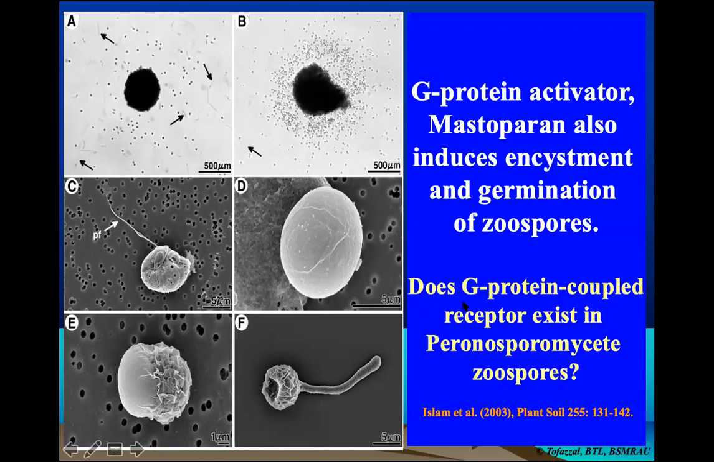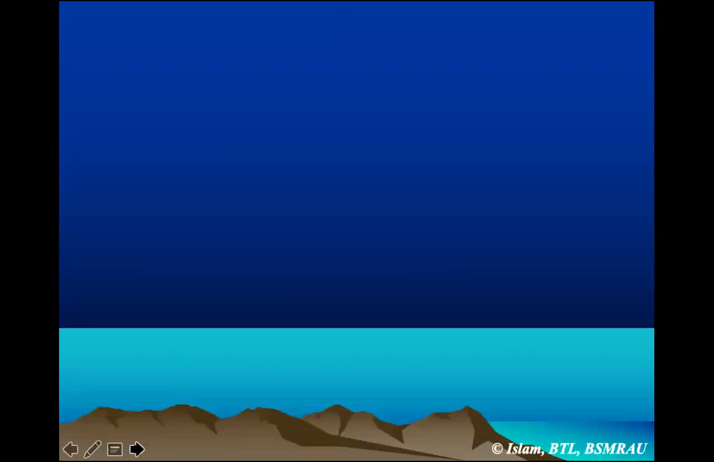In the eukaryotic cellular system, we discovered that Peronospora mycete zoospore also possesses a G protein coupled receptor to perceive the cochlearin-filling A signal and then become encysted and germinated, because mestoperan, if you use it, can show the same activity. So this is a very nice analogy, and we published the paper in Plant and Soil, a very famous journal.